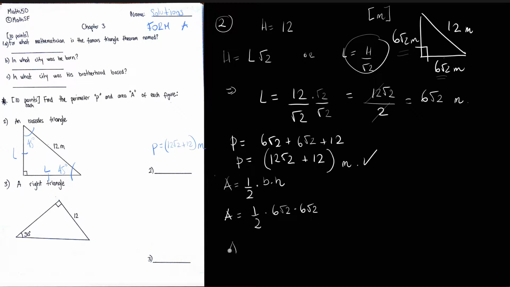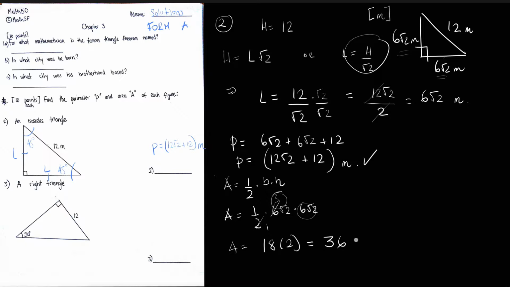So A equals, well, I'm going to do some math here. I think I reduce this. It's going to be 3 root 2. But this 3 and this 6 will actually make 18. And the root 2 times root 2 is actually 2. So therefore, the area should be 36.